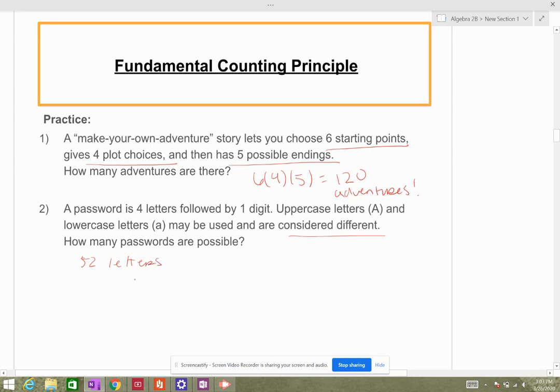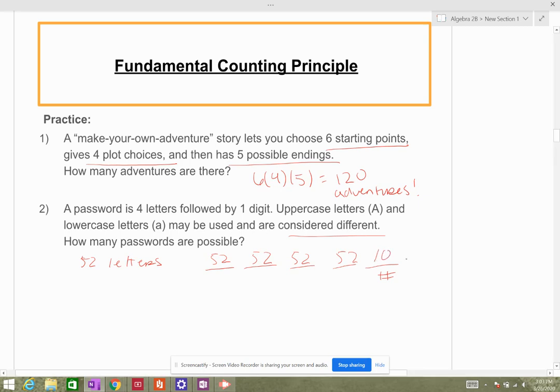So I'm going to break this down. I'm going to say I have 1, 2, 3, 4, and then 5. There's a total of 52 options for this first spot of the password, which would be a letter. They don't in any way indicate that I can't use letters again. So I'm going to say that there's still 52 options for each of these next spots. And then I get to this end and I have to pick 1 digit. There's actually 10 single digits, 0 through 9. A lot of people forget about 0.